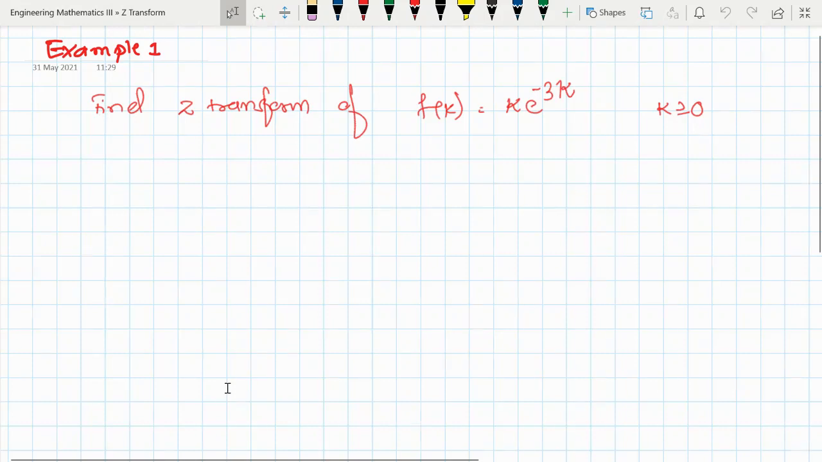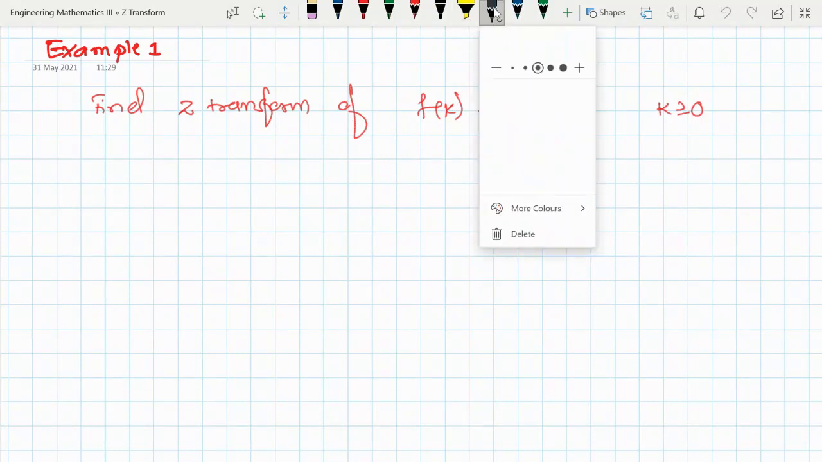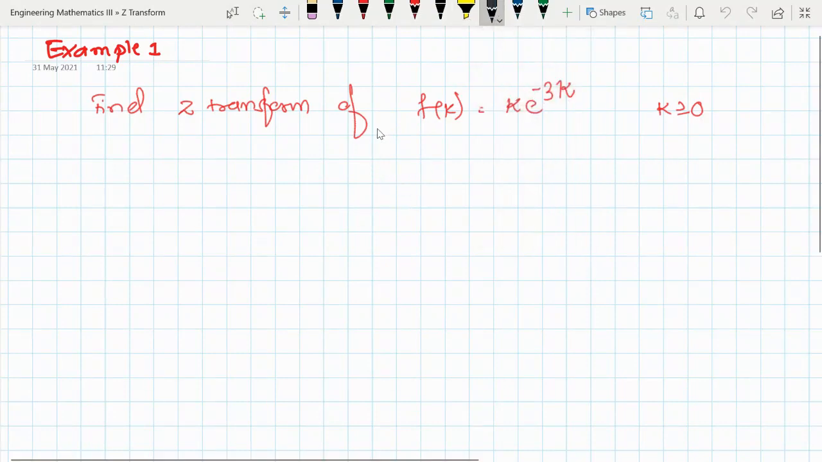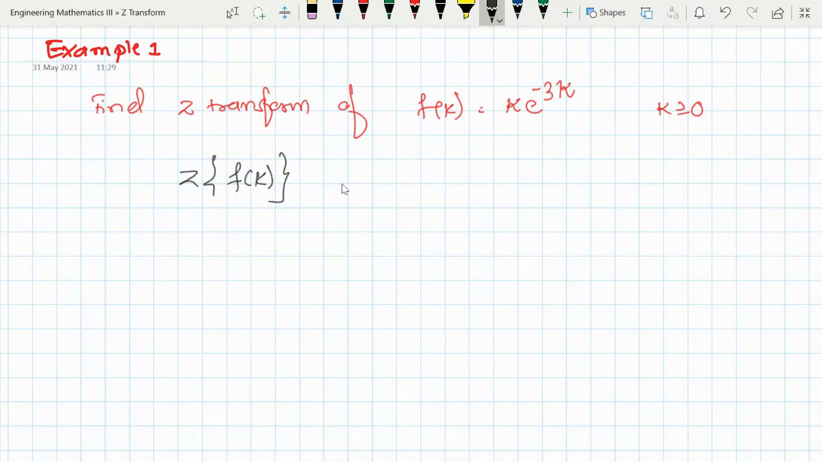Let us see some examples related to Z transform. Okay, so here f(k) is given, it is k into e raised to minus 3k, and let us try to find out what is the Z transform for this sequence f(k). Let us recall, what is the definition?